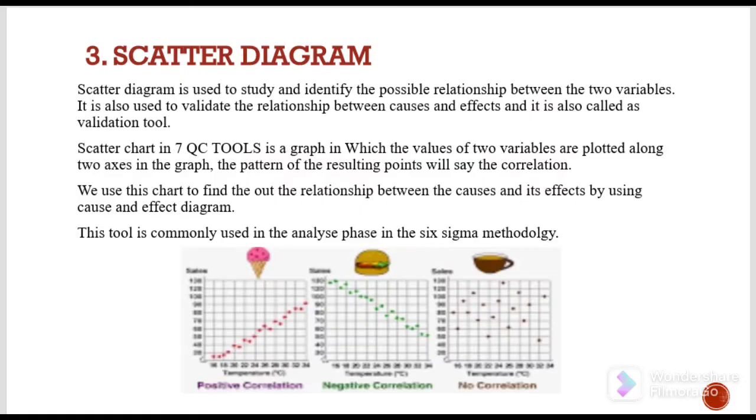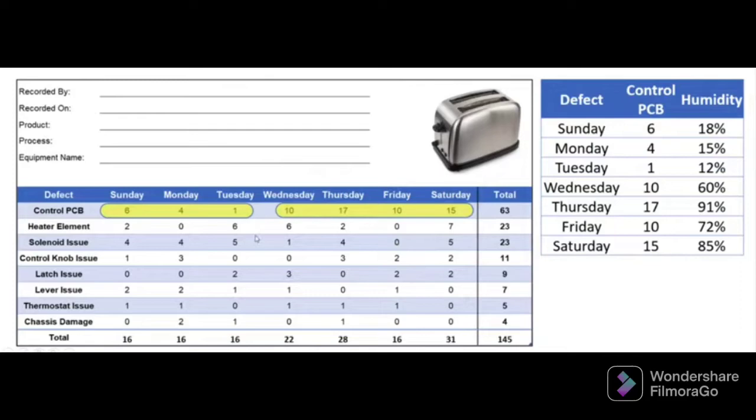Next is scatter diagram. A scatter diagram is a visual analysis tool that shows the possible relationship between two variables. For example, while we are working on a cause and effect diagram, an engineer helps us with a check sheet. Let's take an example for analysis of defects and humidity. If we observe here, first the defect count for PCB. In the days of the week, Sunday, Monday, Tuesday show a low defect range and suddenly it jumps to high defects on Wednesday, Thursday, Friday, Saturday.